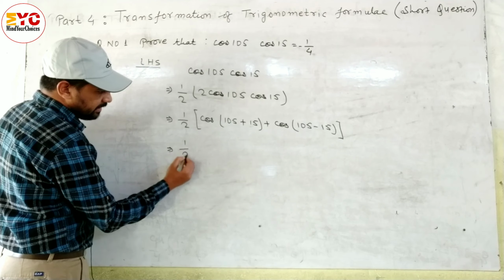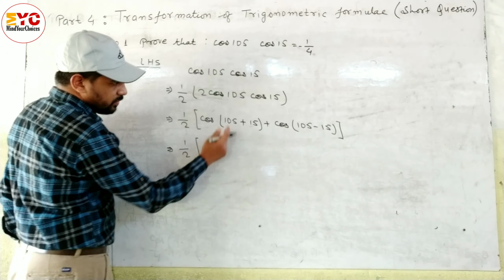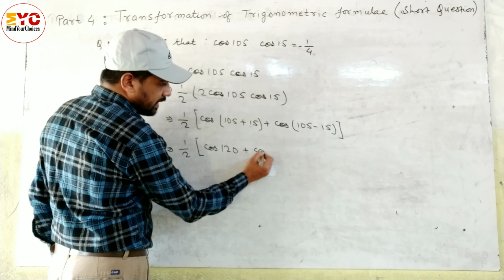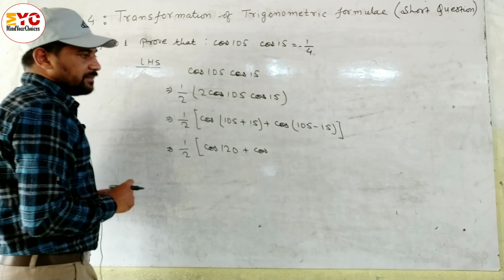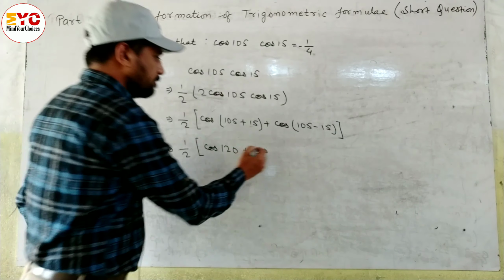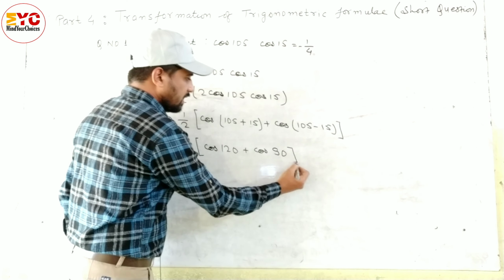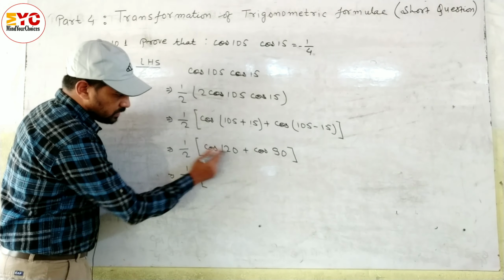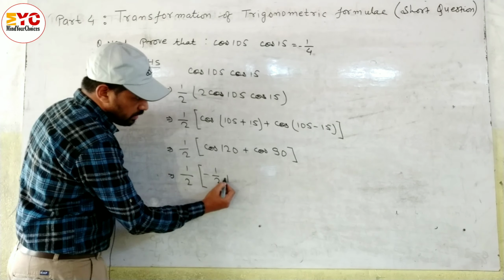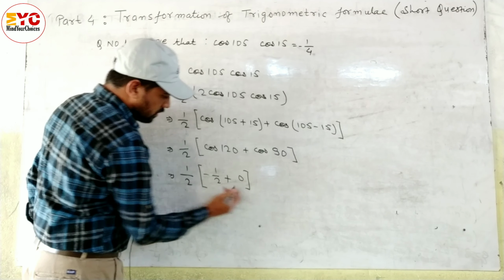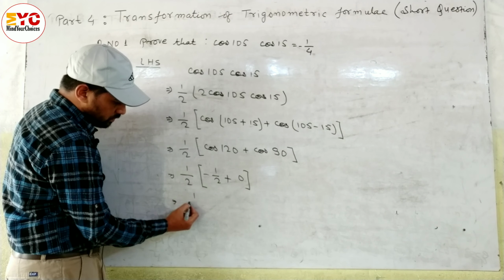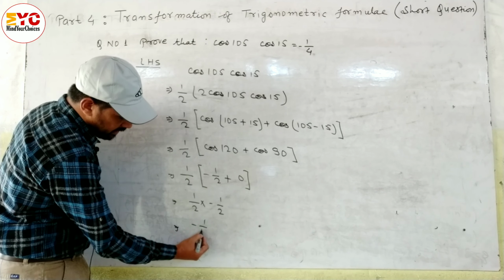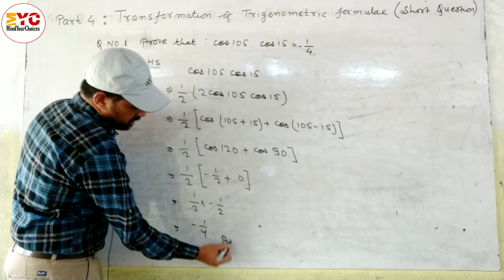Now we have to add. When you add these two terms, we get cos 120, plus when you subtract, we get cos 90, 105 minus 15. Now we have to put the values. Cos 120 means minus 1 by 2 plus cos 90 means 0. When you add these two, we get 1 by 2 into minus 1 by 2, which is equal to minus 1 by 4. We have to prove minus 1 by 4.